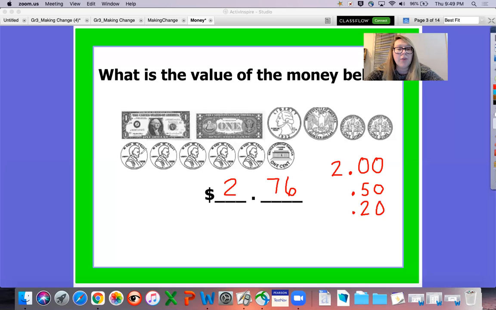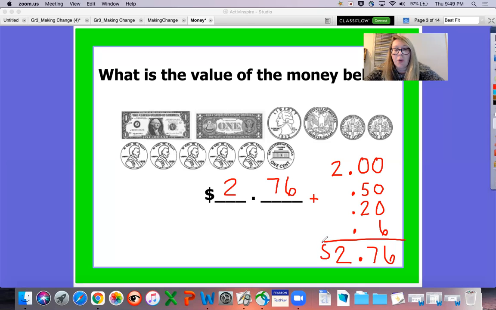Okay, and then you have your 6 pennies. 1, 2, 3, 4, 5, 6. Make sure you're putting your 6 in that ones place. If you put it underneath the 2, you're going to get this wrong. So 0 plus 0 plus 0 plus 0 is 6. 5 plus 2 is 7. Bring down your decimal point and bring down your 2.